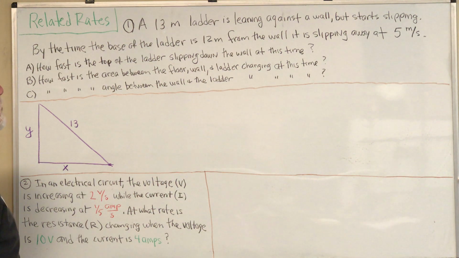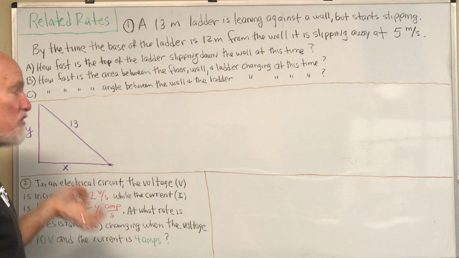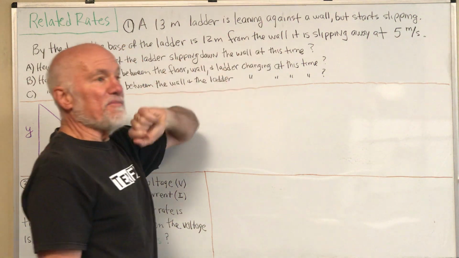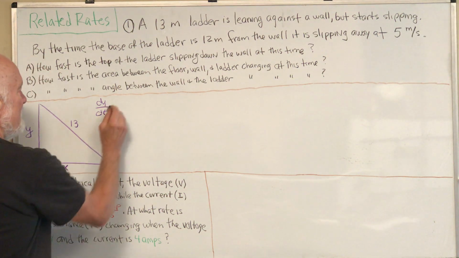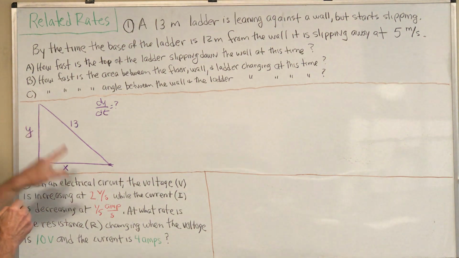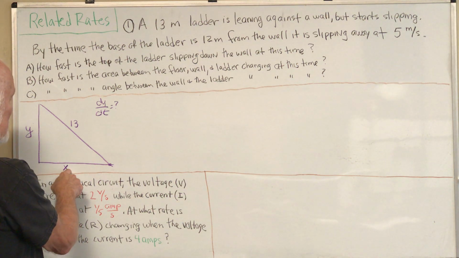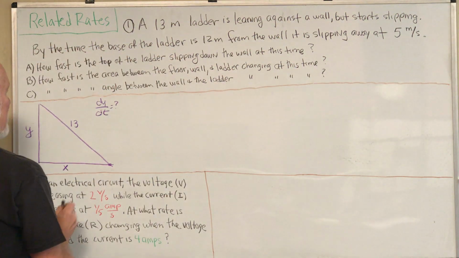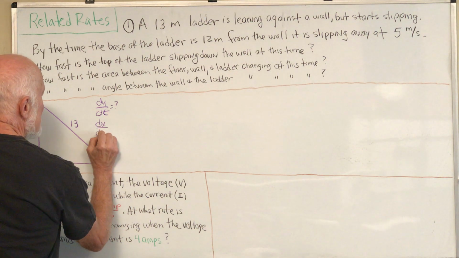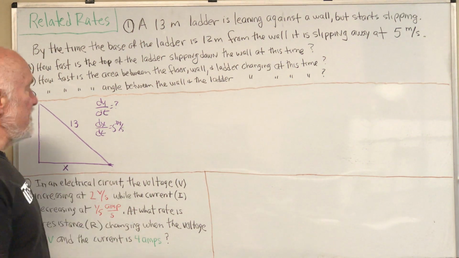What are we trying to find? We're trying to find how fast this top is slipping down. So we're trying to find the rate of change of y. With respect to what? Well, now, with respect to time. So what we're trying to find is dy/dt. And what do we know? We know the rate at which this base is slipping away, so we know the rate at which x is changing. It's getting bigger by 5 meters per second. So we could write down that dx/dt equals 5 meters per second. And it's getting bigger, so you want to keep it as positive.